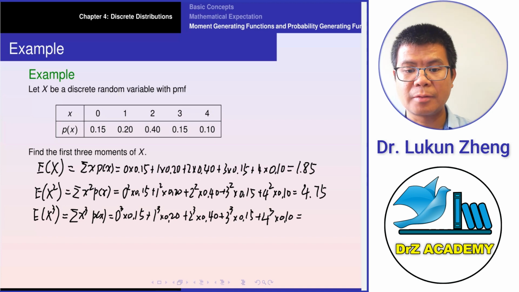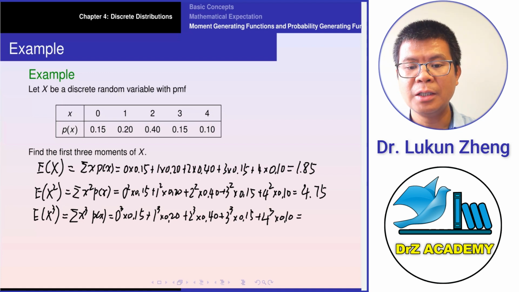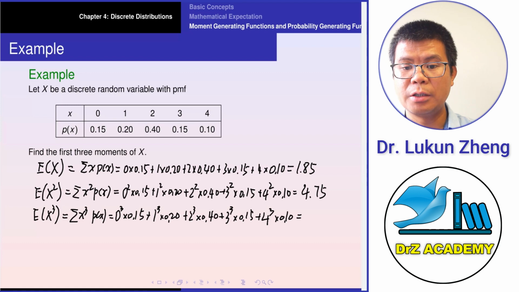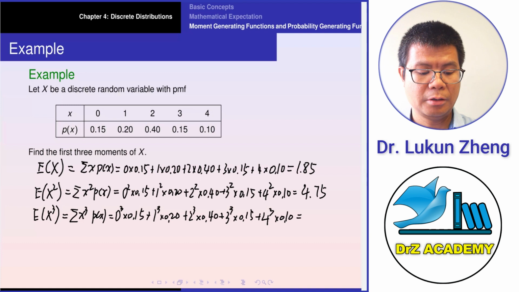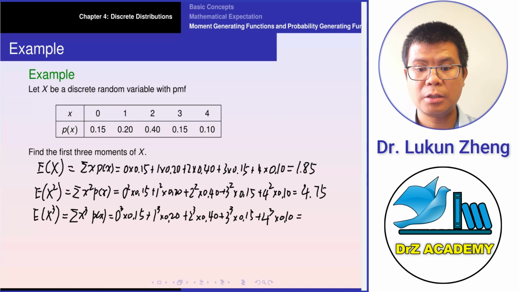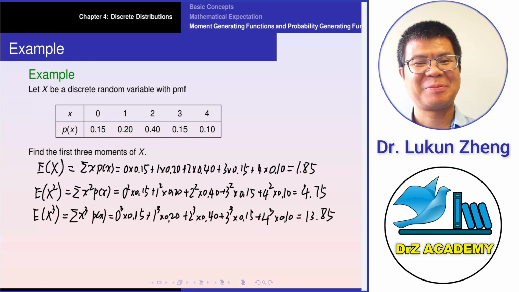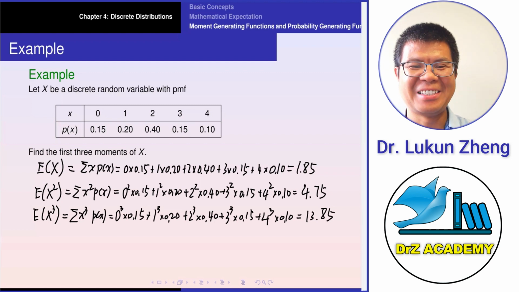So let's find this one. 0.2 plus 3.2 plus 27 times 0.15 plus 64 times 0.10. Okay, all right, so I found this one is 13.85. That's it. So these are the first three moments, we found them, by definition.